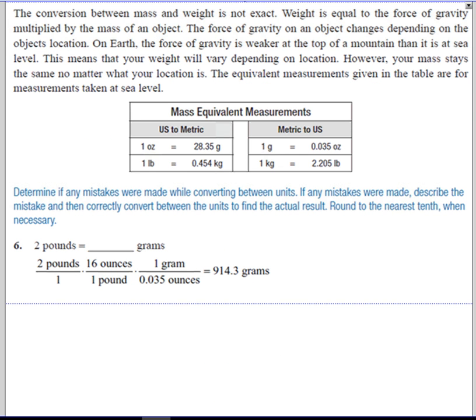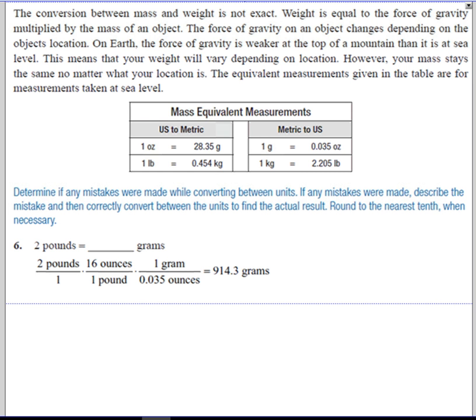The conversion between mass and weight is not exact. Weight is equal to the force of gravity multiplied by the mass of an object. The force of gravity on the object changes depending on the object's location. On Earth, the force of gravity is weaker at the top of a mountain than it is at sea level. This means that your weight will vary depending on your location. However, your mass stays the same no matter what location you're at. The equivalent measurement given in the table are for measurements taken at sea level.